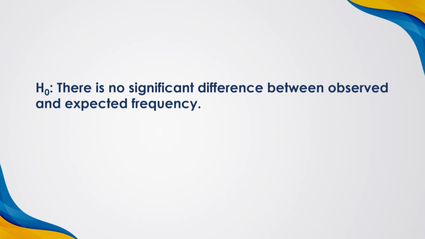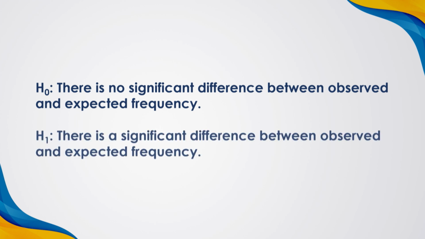Whereas in your p-value, you can decide about your significance, whether I am going for insignificant or significant. You can fix your null hypothesis H0, as there is no significant difference between observed and expected frequency, and in H1 there is a significant difference between observed and expected frequency. That is your alternative hypothesis.